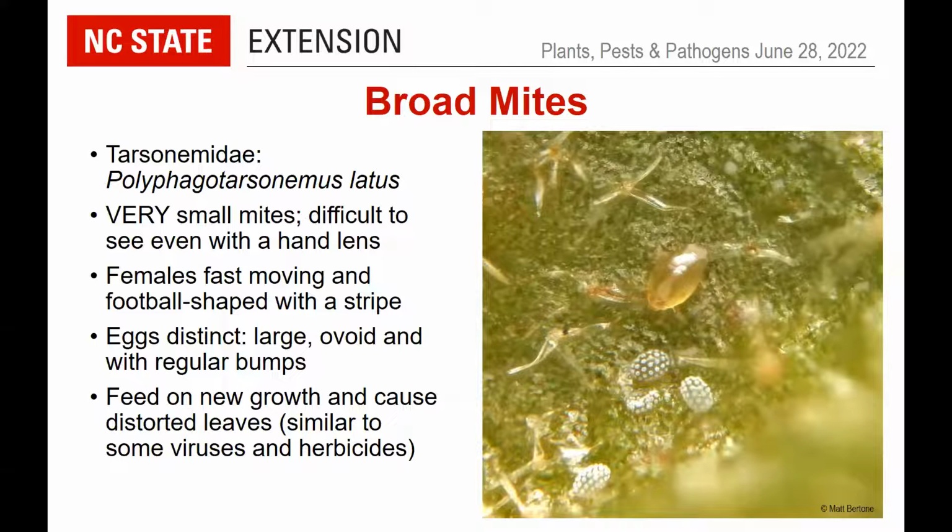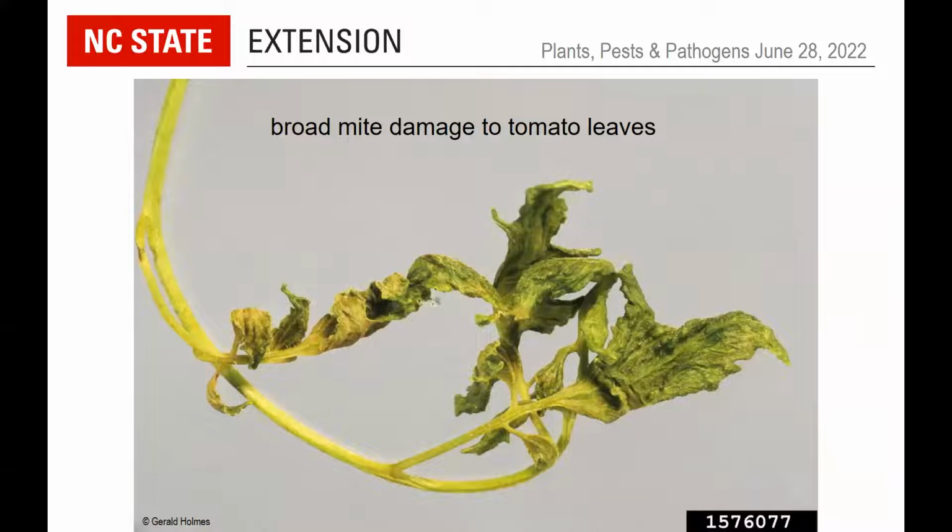This could be similar to some virus symptoms and herbicides. So it's always good to check for these broad mites, just in case, because obviously that's a biological pest, not a herbicide issue or something like that. And just to show you what that looks like, here's broad mite damage on tomato leaves. The new growth just gets all strappy and scarred and crinkled. And if you were to look up very close onto these, you would find those broad mites.